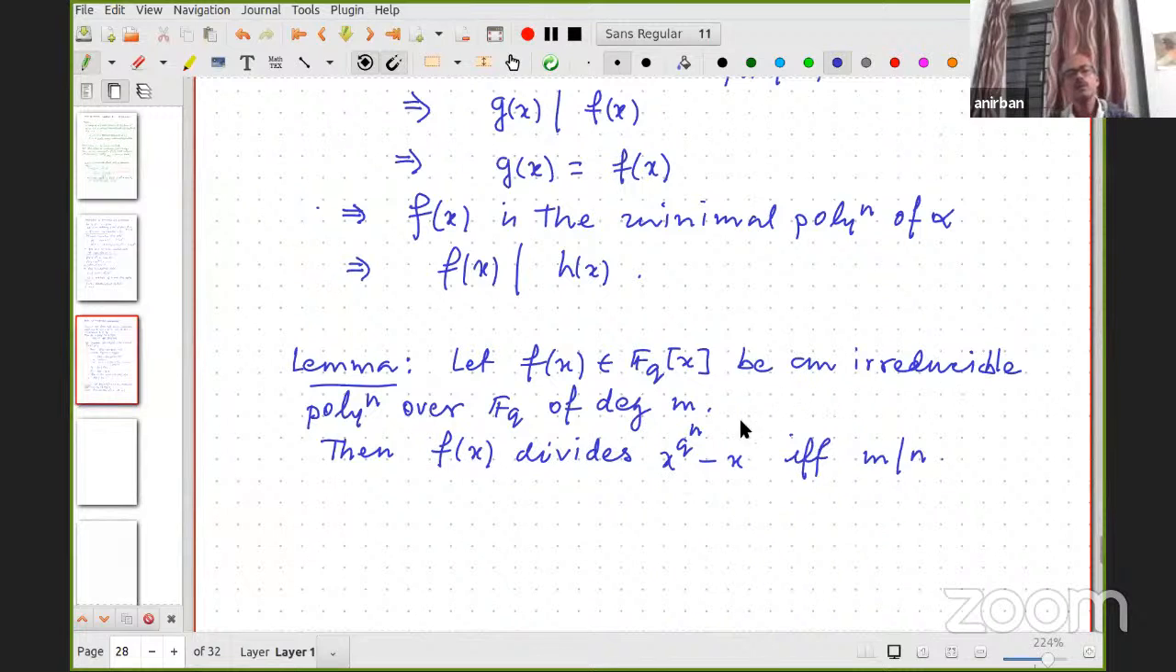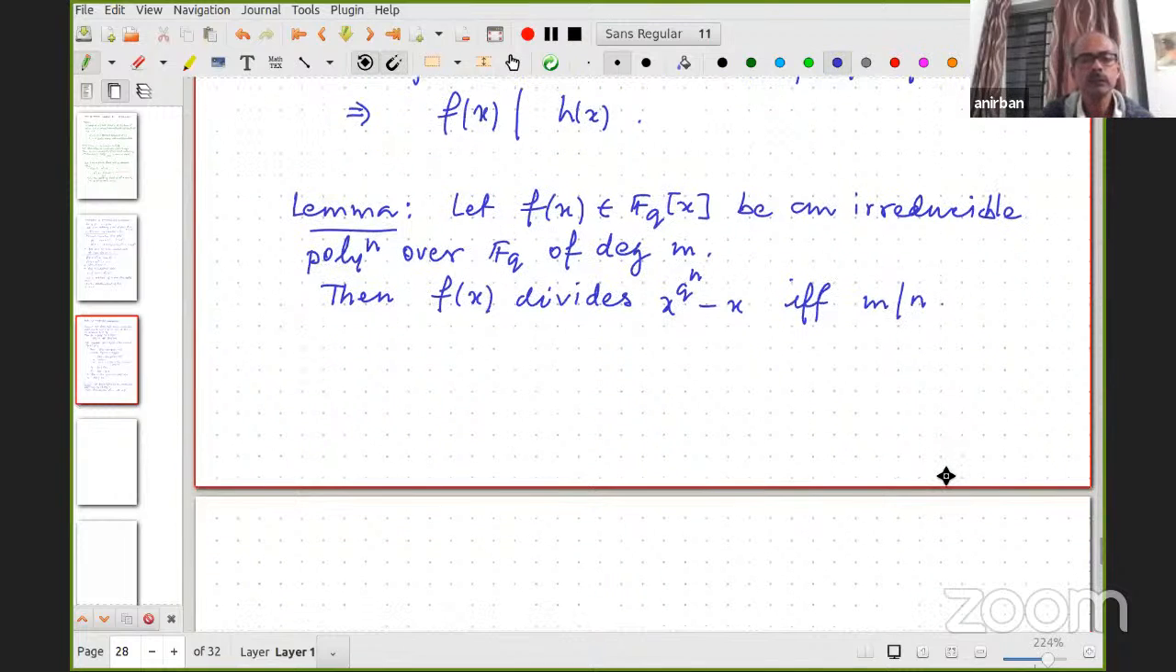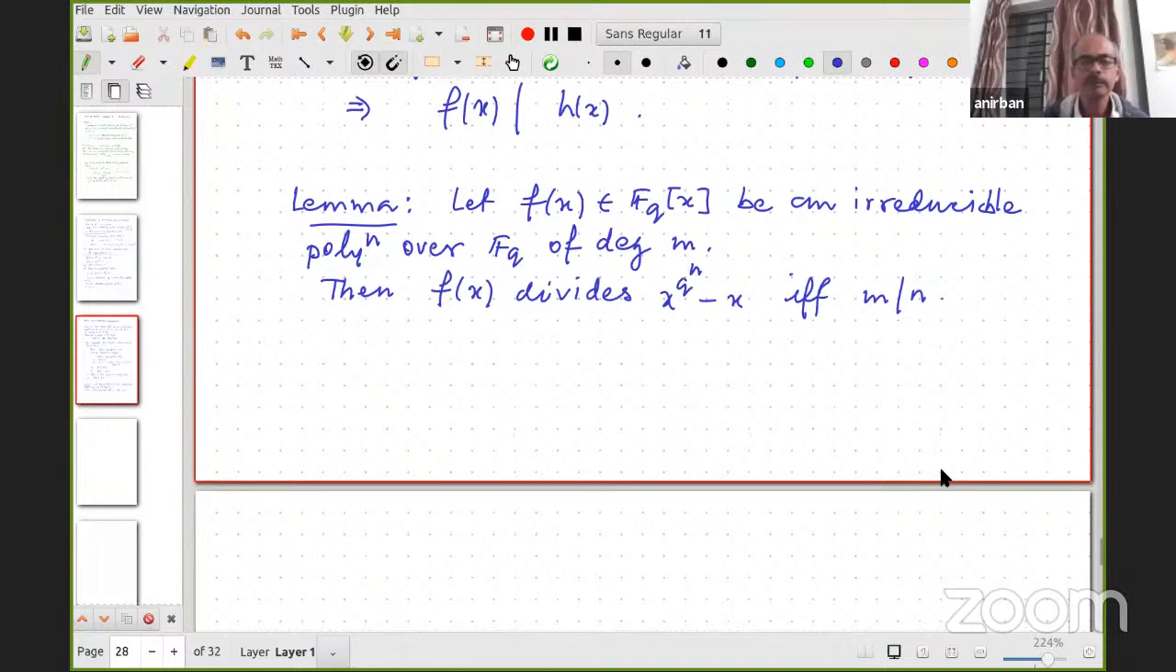So if we take an irreducible polynomial of degree m, then f(x) divides x to the q to the n minus x, so it's a tower of powers, if and only if m divides n. So let's see a proof of this. Let me move this to the next page. We just don't have much space left here.